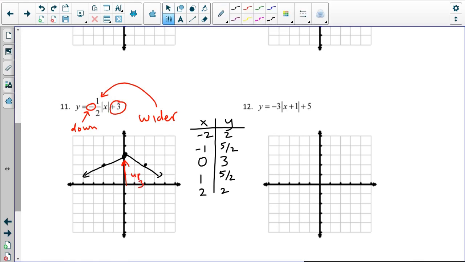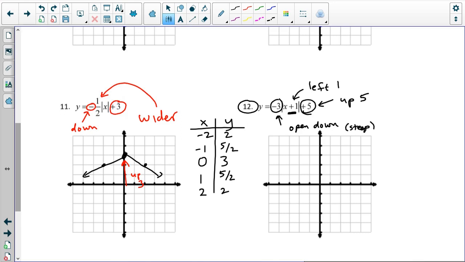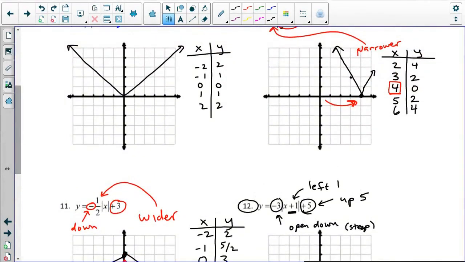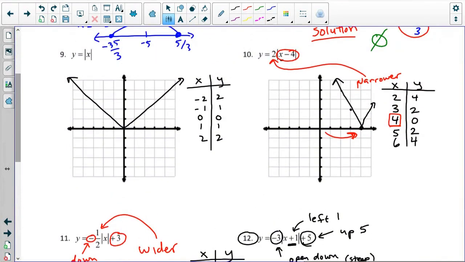So if I want to check out problem 12, what I'm going to guess if I substitute things in is this +5 is going to move my graph up 5. This -3 means that it's going to open down, and it's going to be steep because the 3 is going to change my slope by multiplying it by 3. And then this value is going to move my graph left 1. Because if you notice, when I had a problem like this, the -4 moved my graph to the right 4.